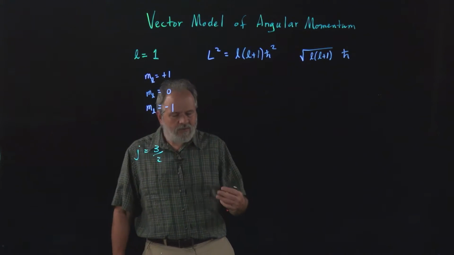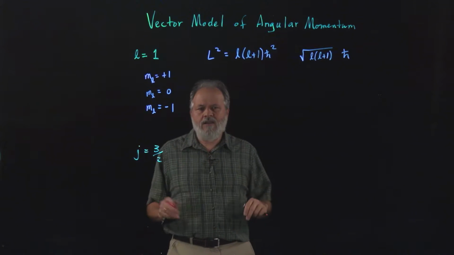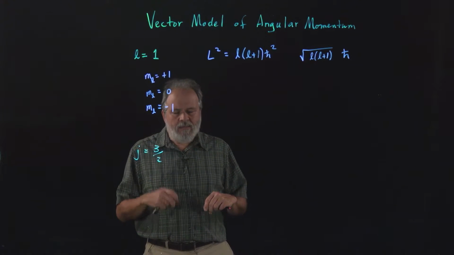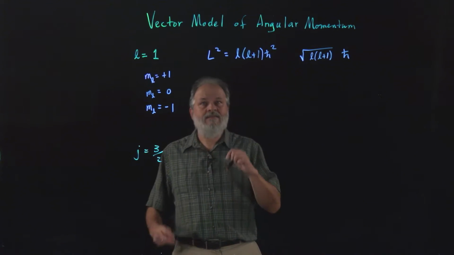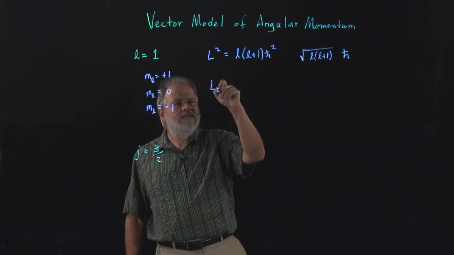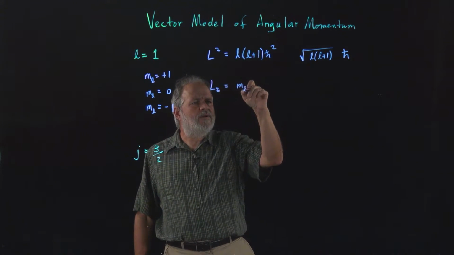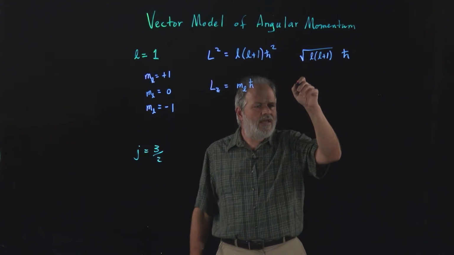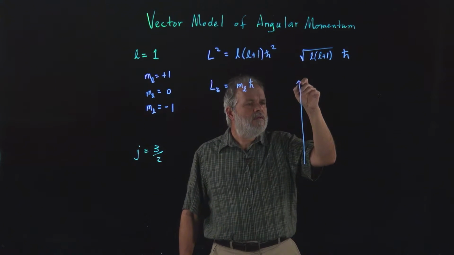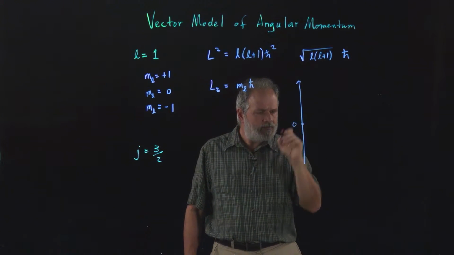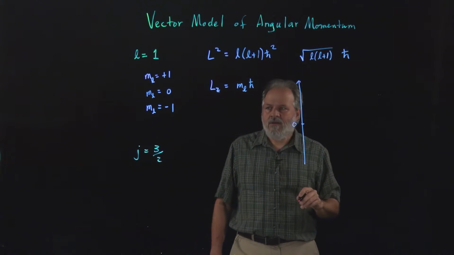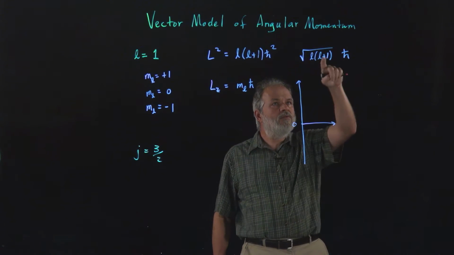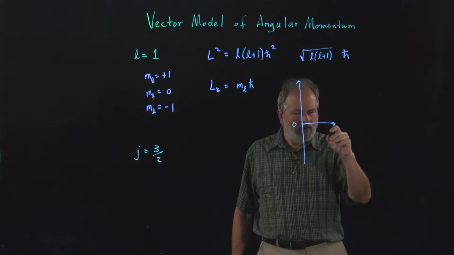The other thing we've learned about angular momentum is we can only know one of the 3 components. And the m sub l quantum number tells us the amount of the angular momentum which is along the z-axis. It's in the z direction. So Lz is just m sub l h bar. And of course there's 3 of these. And so what we're going to do is just draw a vertical axis, and we're going to have a 0. All right. And then the length of this vector is going to be the square root of l times l plus 1 h bar, or square root 2 h bar.